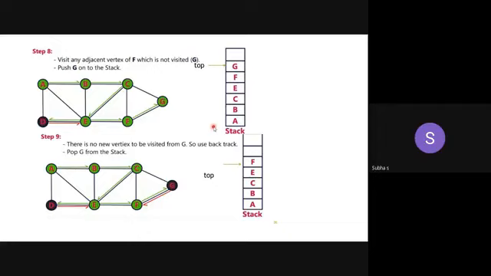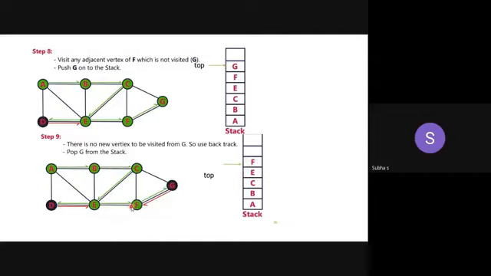So what you have to do? Again, you have to backtrack, because from G there are no more vertices. All the nodes are visited. So use backtracking, pop G from the stack. If G is removed, the top will get decremented. Where is it pointing? F. Go to that F position.